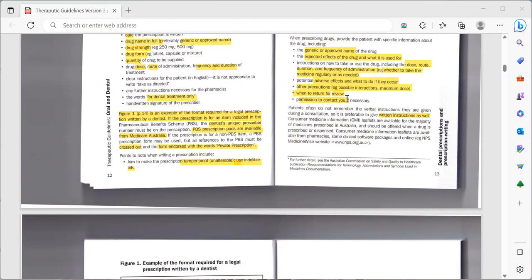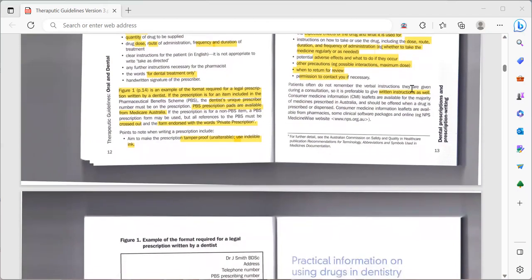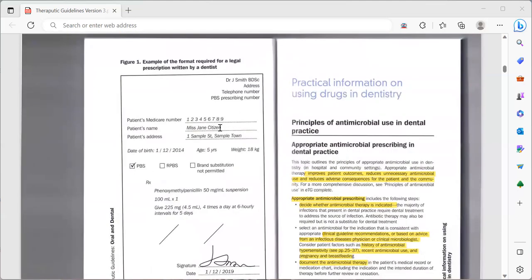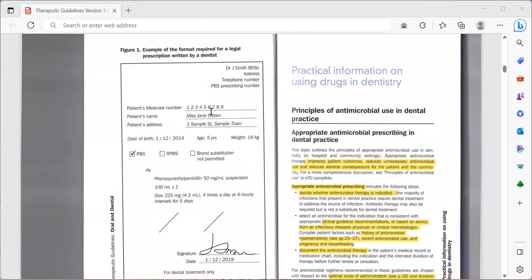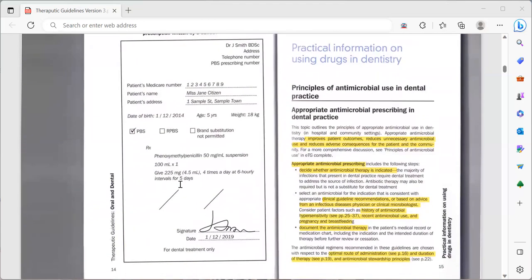When to return for review, and permission to contact you if necessary. Patients often do not remember the verbal instructions, so it is always a good idea to give them written instructions as well. So this is the example that they have given for us. You can follow this prescription pattern.